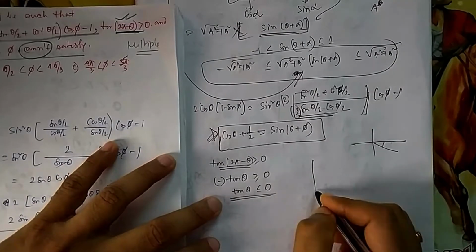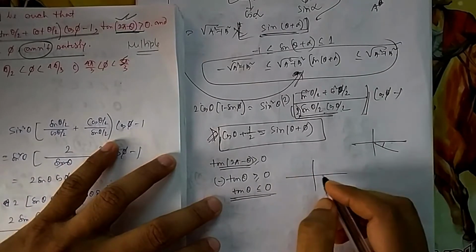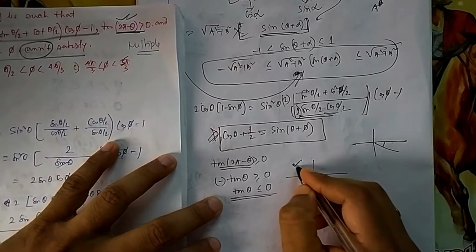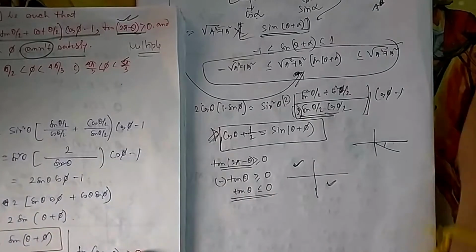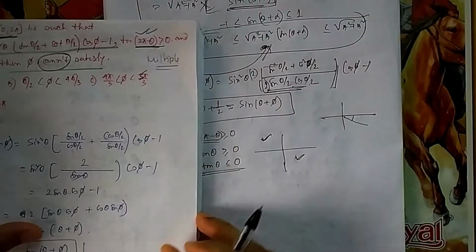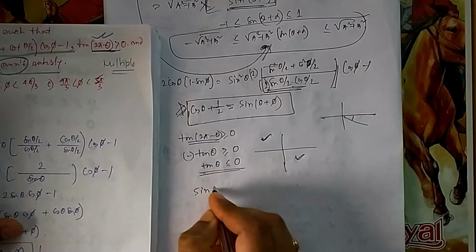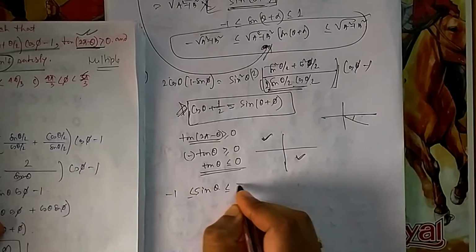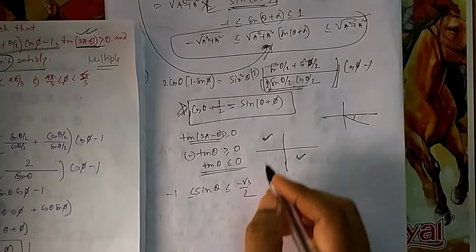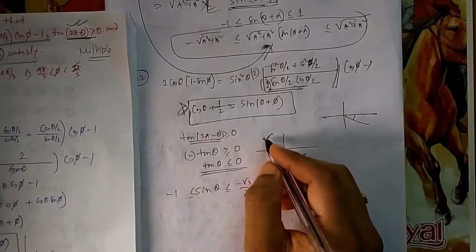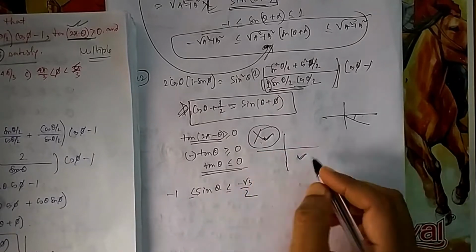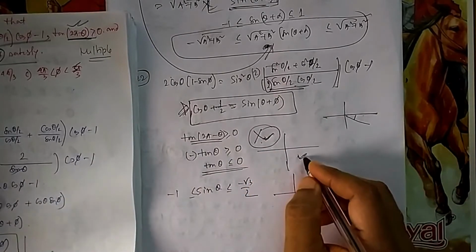So what are the options I have? Tan theta is negative means which quadrant can it be? It can be either this quadrant or this quadrant. These are the options I have. Now one more condition is given, on sin theta, which is between minus 1 and minus root 3 by 2. Because sin is negative, this option is now not valid, because here sin is positive. So obviously my angle lies between these.